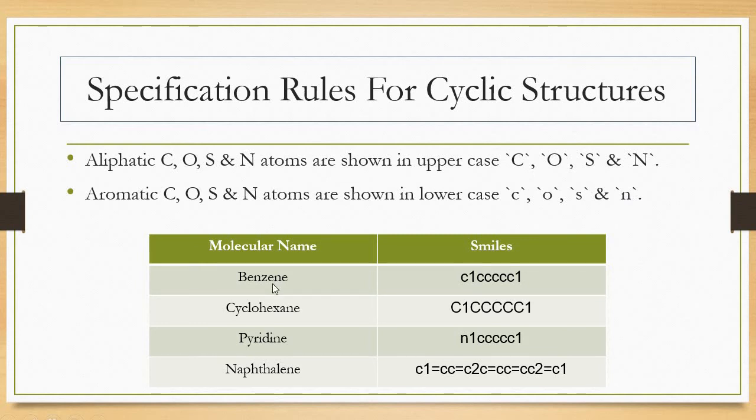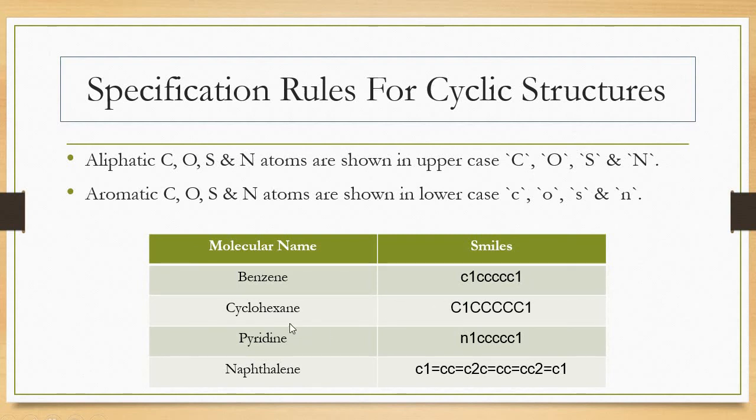For example, benzene. The SMILES notation for benzene is written like this, since benzene is an aromatic compound. So we can use small letter c to represent the structure. And see here, the string starts from c1 and ends at c1, meaning both of the carbons are interconnected in the form of a ring.